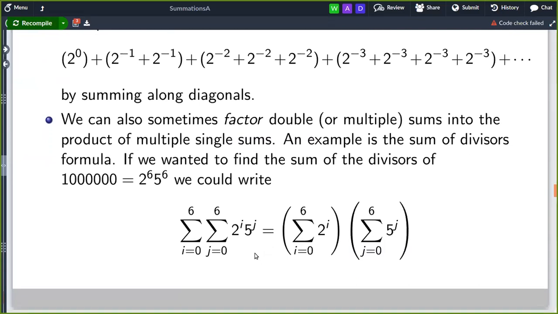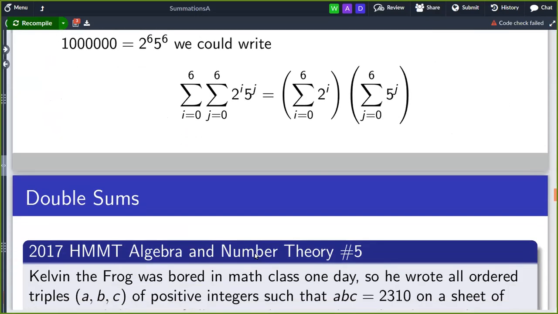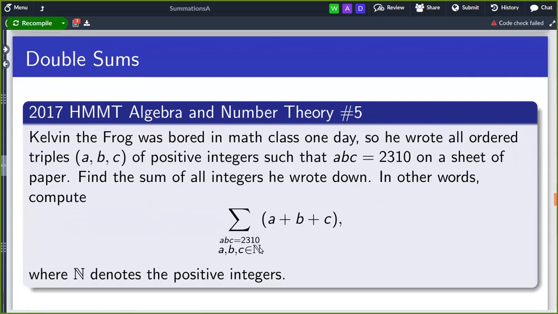So with that said, let's move on to our first example, which is a problem from HMMT. So I'll give you a couple moments to think about this. If you have any ideas, type them into the chat.